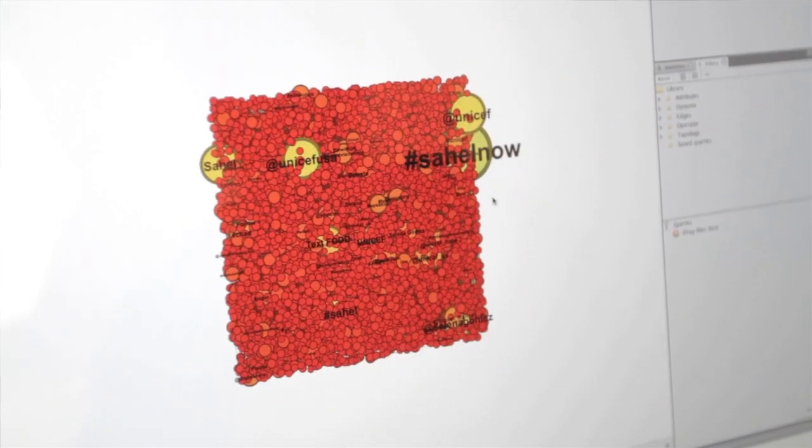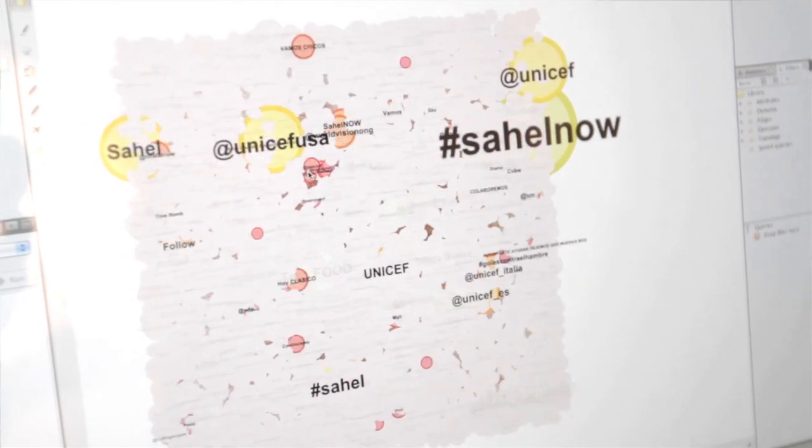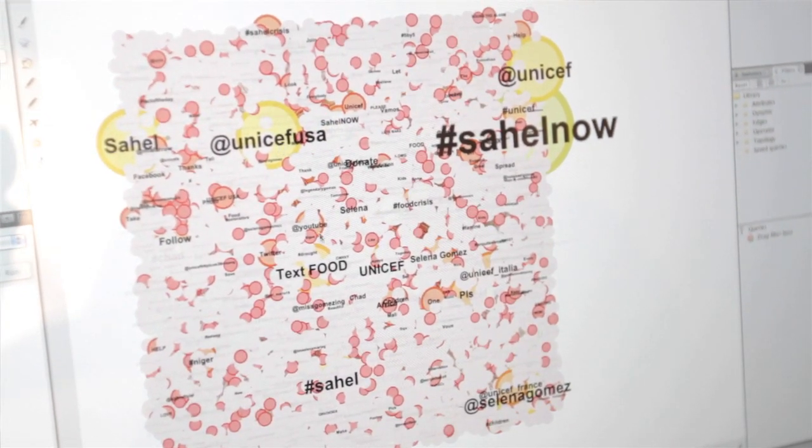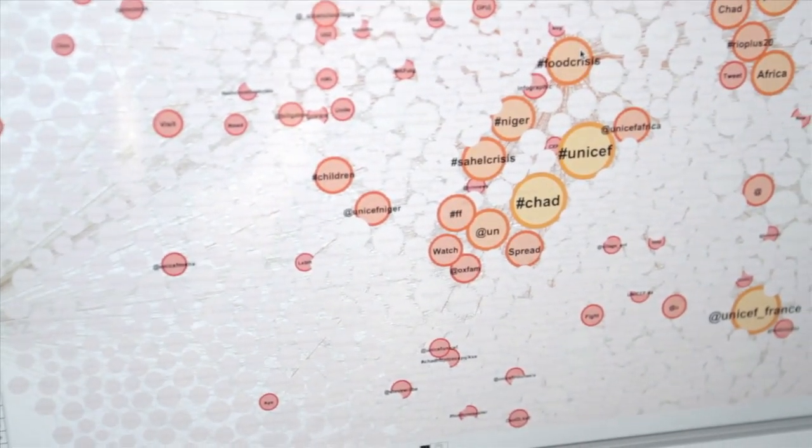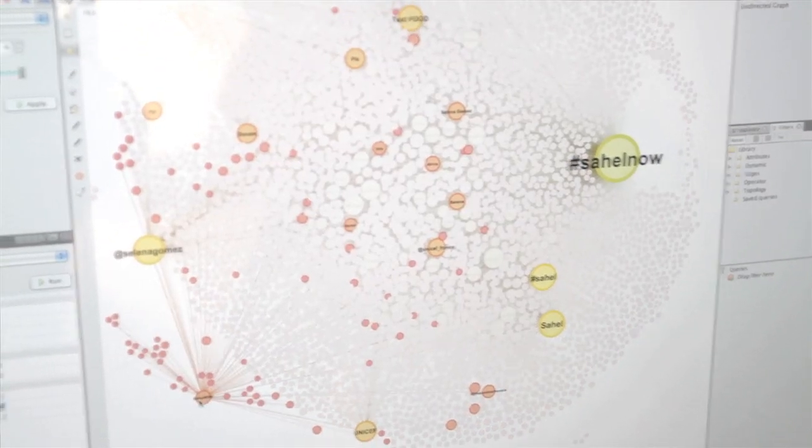All the phrases, entities, sort of people referenced in relation to Sahel now, how are they all interconnected? Just from doing this, we see sort of there's a large node here that's the hashtag Sahel now. There's UNICEF USA, there's at UNICEF, there's Sahel, oh, Selena Gomez, of course. So we're seeing all these concepts that are related to Sahel now.